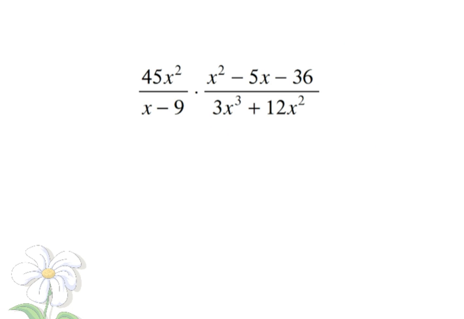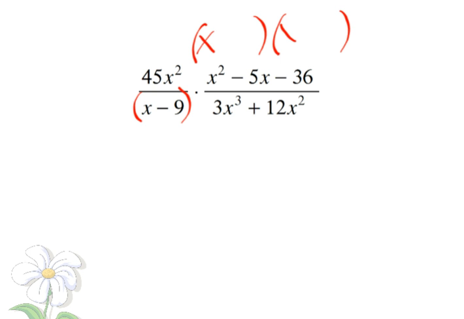Then they get a little bit messier as you go on through the worksheet, but we just factor everything. 45x squared is a monomial, so we leave it alone. X minus 9 is a binomial, so we look for a common factor, which there isn't, and we look to see if it's a difference of perfect squares. The 9 is a perfect square, but the x is not, so we're just going to put parentheses around it and leave it alone. Then we factor x squared minus 5x minus 36.